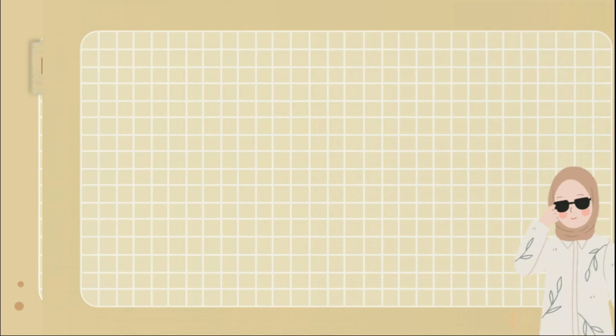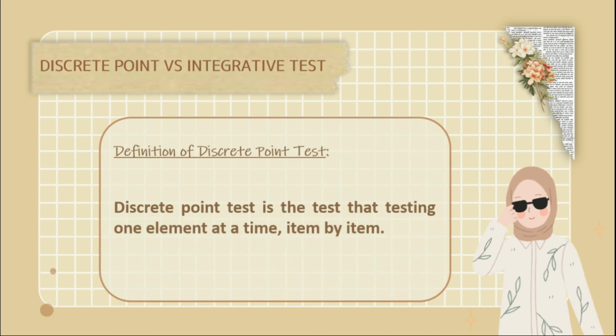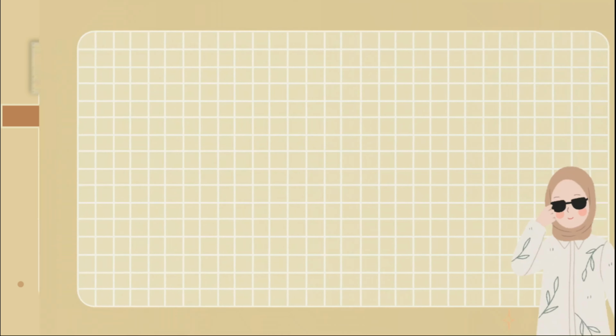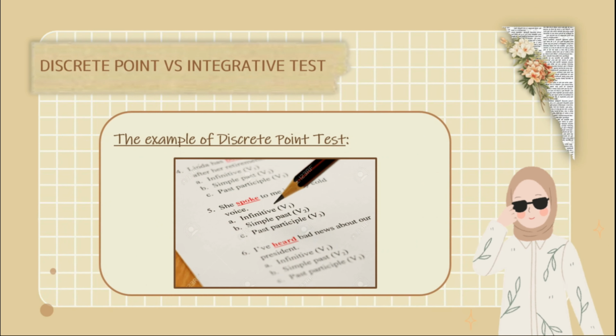The last topic that I brought is discrete point test versus integrative tests. Discrete point test is the test that tests one element at a time, item by item. The example for a discrete point test is like a grammatical structure test, where the candidate needs to point out which is the best grammar to use for a whole sentence.